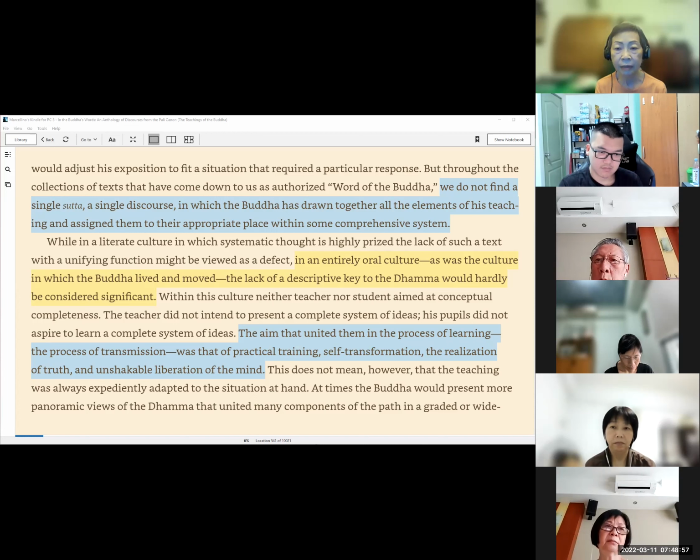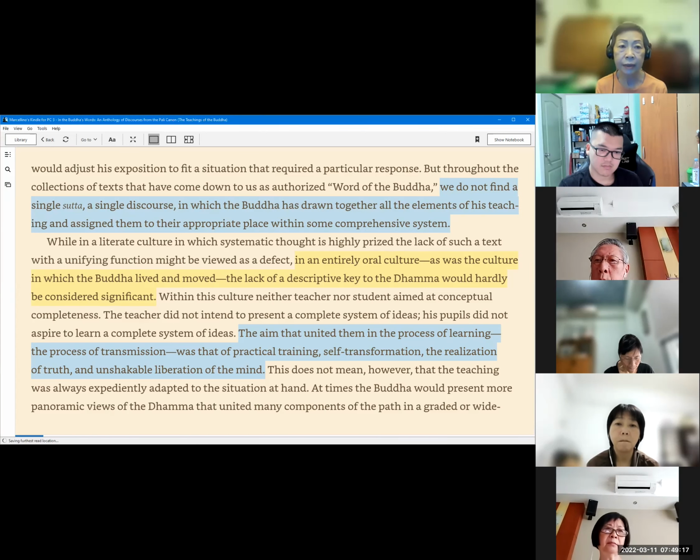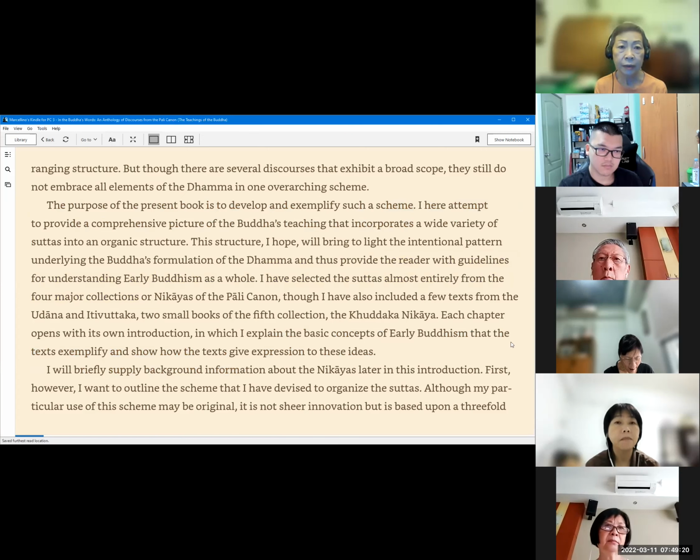This does not mean, however, that the teaching was always expediently adapted to the situation at hand. At times, the Buddha would present more panoramic views of the Dharma that united many components of the path in a graded or wide-ranging structure. But though there are several discourses that exhibit a broad scope, they still do not embrace all elements of the Dharma in one overarching scheme.